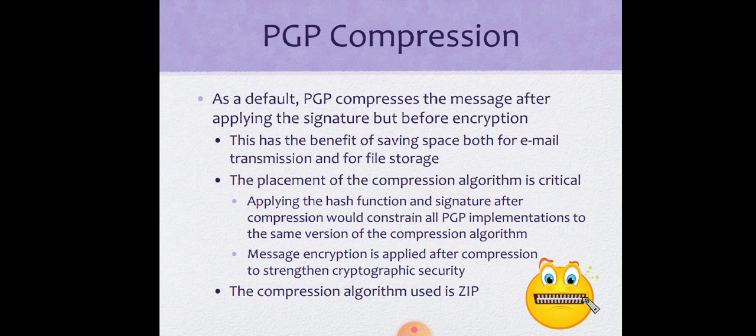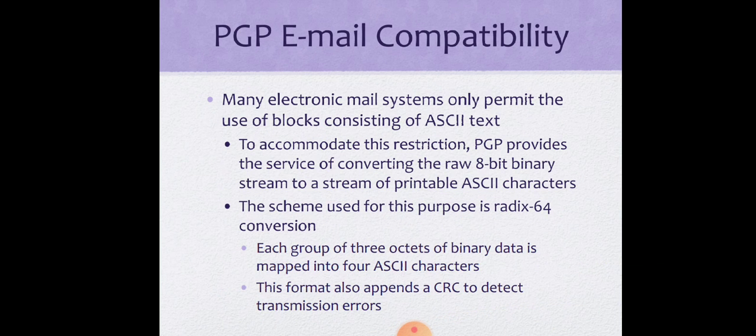The placement of compression algorithm is critical. Applying hash function and signature after the compression would constrain the PGP implementation to the same version of the compression algorithm. Message encryption is applied after compression to strengthen the cryptographic security also. So you get two advantages. The compression algorithm used is ZIP.